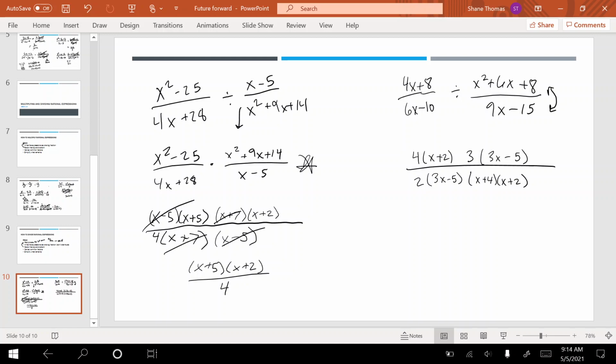So let's cancel. x plus 2. 3x minus 5. All right. I've got a 4 and a 2. I can cancel that and make this a 2. Anything else to cancel? No. On top, then I have a 6. On the bottom, I'm left with x plus 4. Man, that was satisfying. To go from this to this, oh, that feels good. Questions? Anybody?